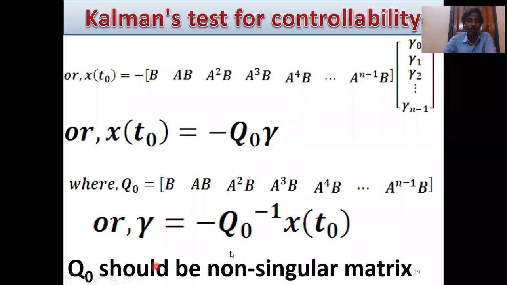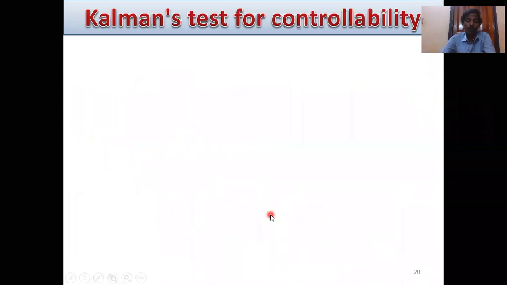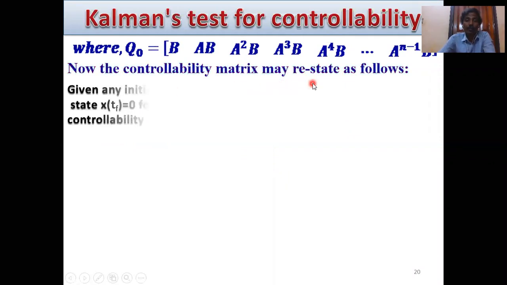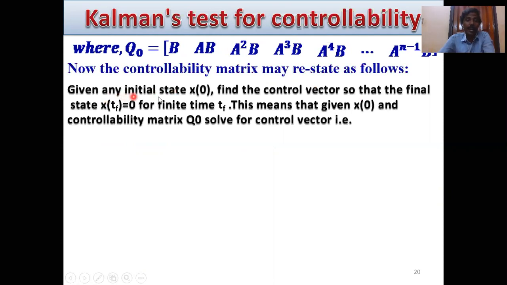So q0 should be a non-singular matrix. This is very important, because q0 inverse equals the adjoint of q0 divided by the determinant of q0. Now the controllability matrix may be rewritten as follows. Given an initial state x of 0, find the control vector so that the final state x of tf equals 0 for finite time tf.